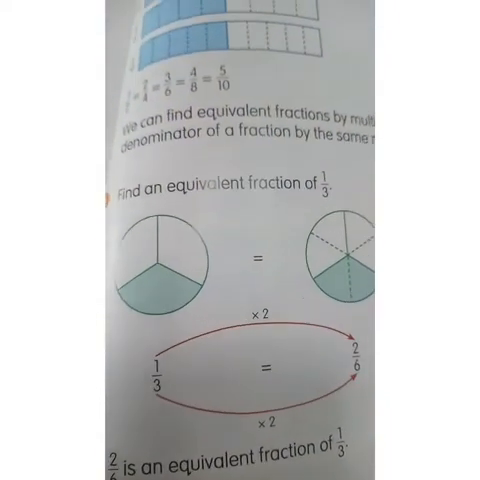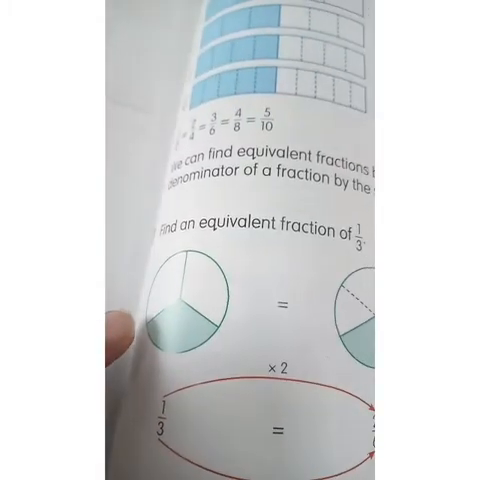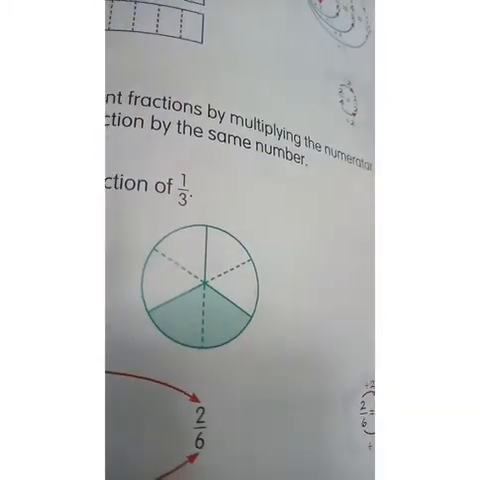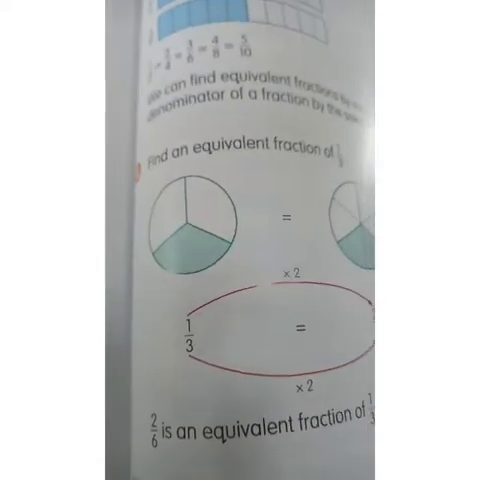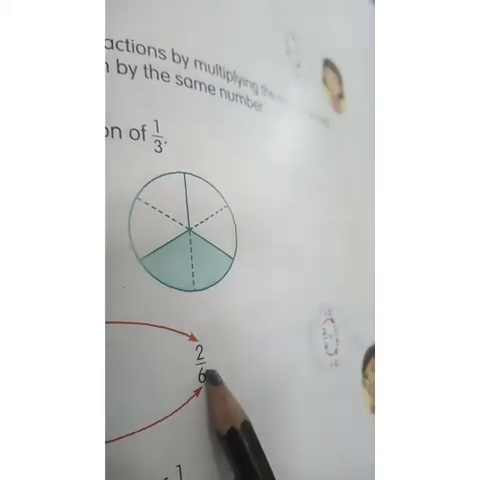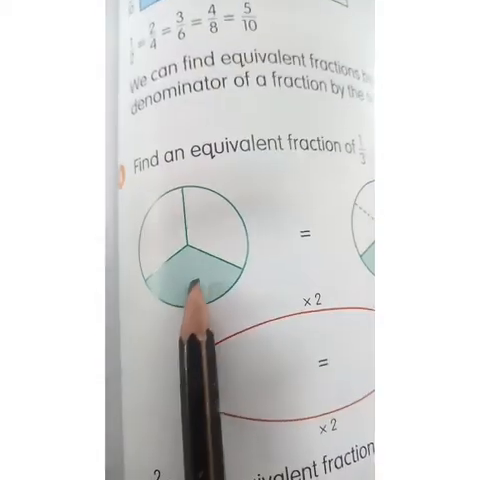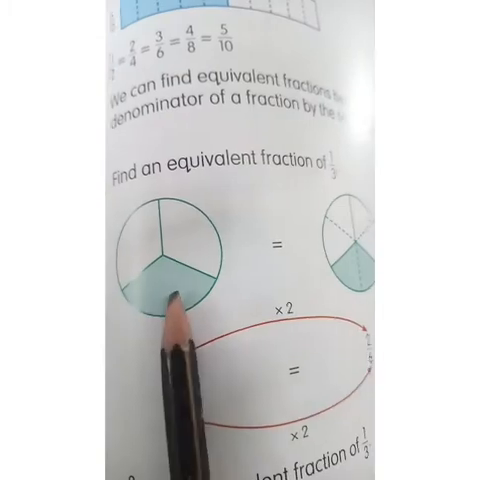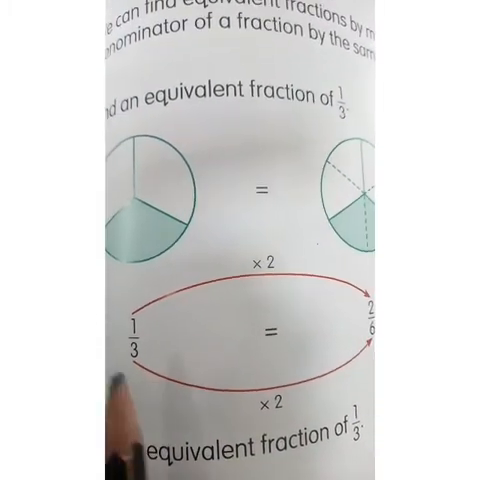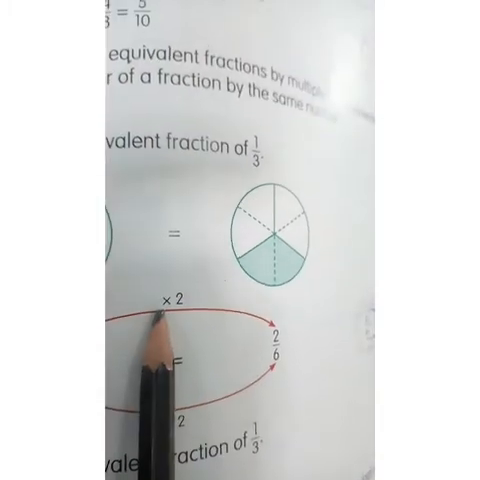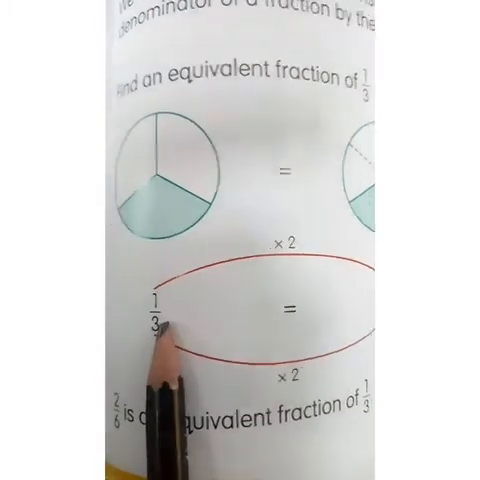Here, this one is divided into 3 parts. This one is divided into 6 parts. This one is shaded 1/3, and this one is shaded 2/6. But when you look at them, they have the same value, but different numerators and denominators. 1 times 2 equal 2, 3 times 2 equal 6.